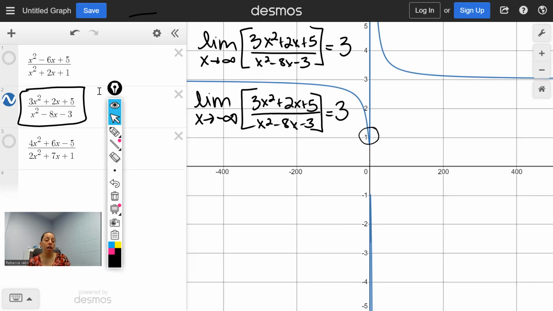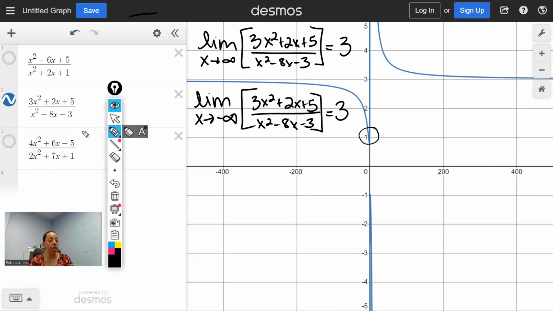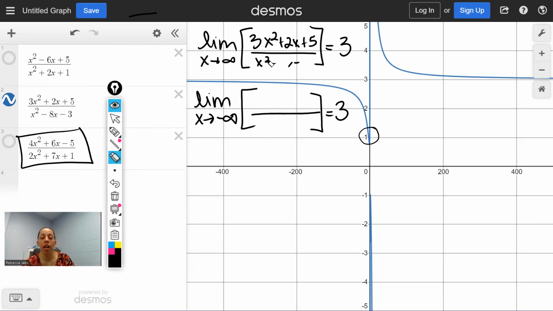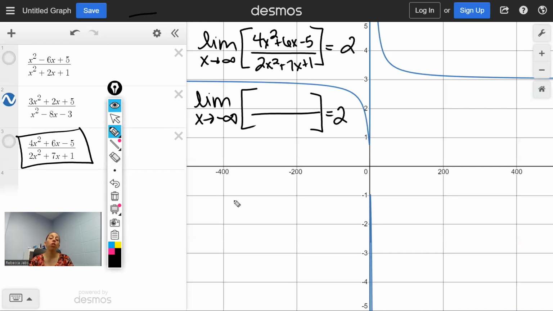So once again, go to Desmos, keep the same scale, plug in this bottom one, see what you get. All right, I'm going to have to do some erasing quick here because it's just easier for right now the way I'm doing it. But you should have plugged it in. I'm not going to write the information in, but with this last one, the 4x squared equation and the 2x squared equation, both limits should have been 2. All right, so once again, hopefully so far you've written down all these limits, okay?